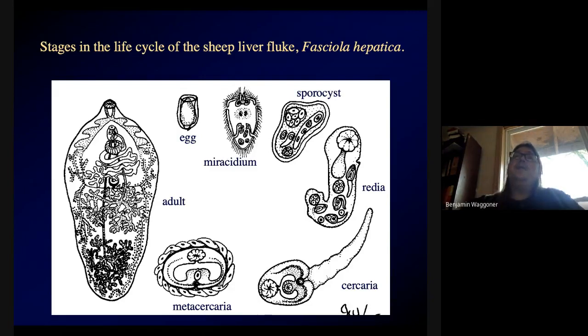So that is a very common type of life cycle, although, as I mentioned, sometimes you might skip the redia. There might be more than one round of sporocyst formation. There may not be metacercaria at all. Sometimes the snail eats the eggs directly and the miracidium isn't seen, at least not free living. A lot depends on what species you're talking about.